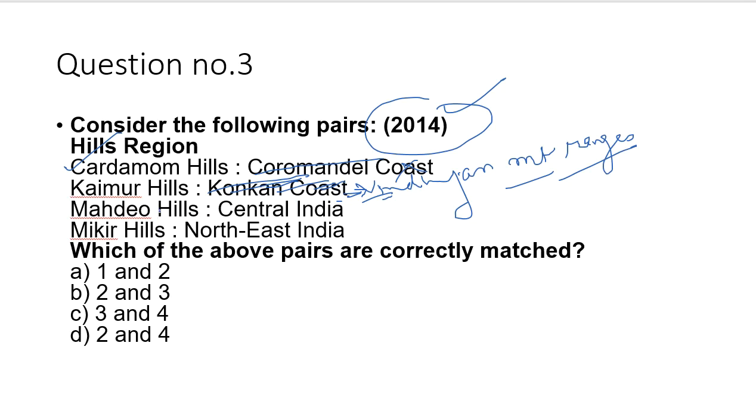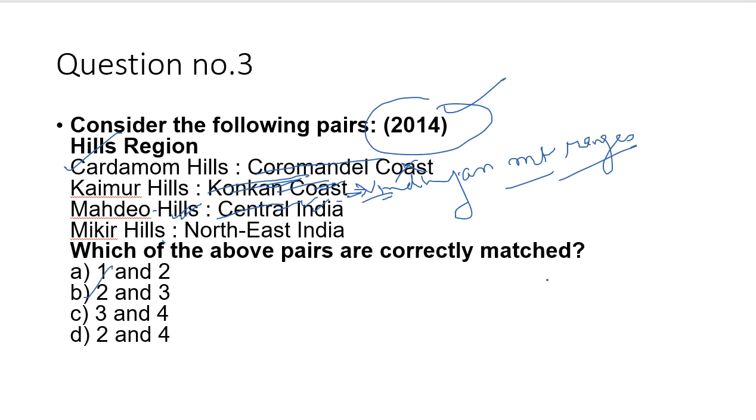Next is the Mahadev Hills. Mahadev Hill is part of the Satpura ranges, right? So it is in central India. Satpura is in central India. So this is correct. Next is the Mikir Hills. They are in northeast India. Mikir Hills are an outcrop of the Meghalaya plateau. So they are in northeast India. So options number 2 and 3 are correct, right?